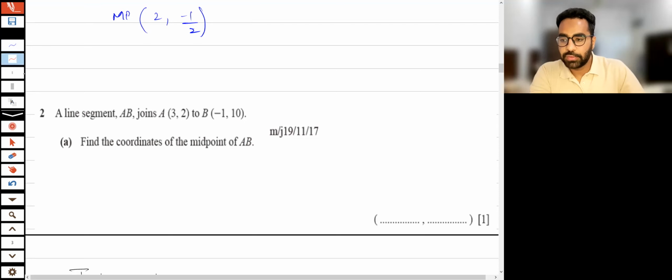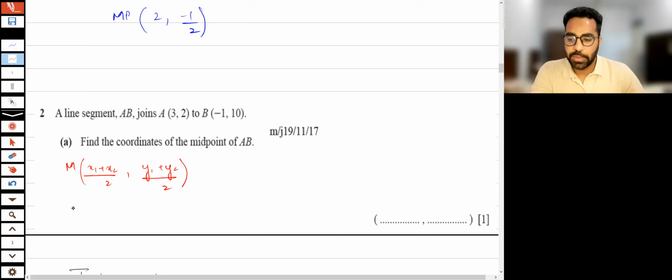Again we will make use of the formula which is (x1 + x2)/2 and (y1 + y2)/2. Midpoint will become x1 which is 3, x2 which is -1, so (3 - 1)/2, y1 which is 2, y2 which is 10. So I'll get (2 + 10)/2.